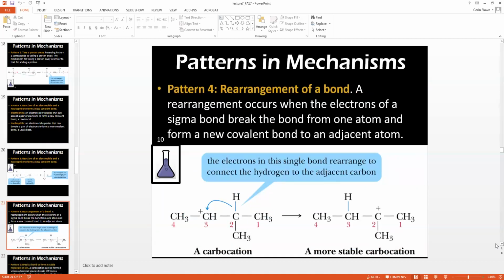Pattern number 4 is a rearrangement of a bond. So this is where the electrons of a sigma bond, or a single bond, break the bond from one atom and form a new covalent bond with an adjacent atom.